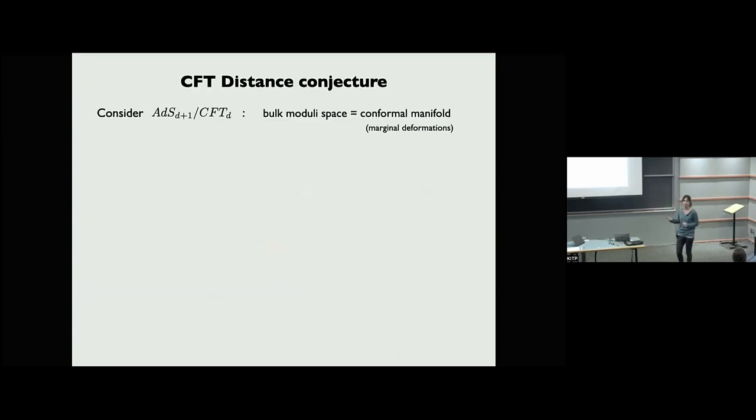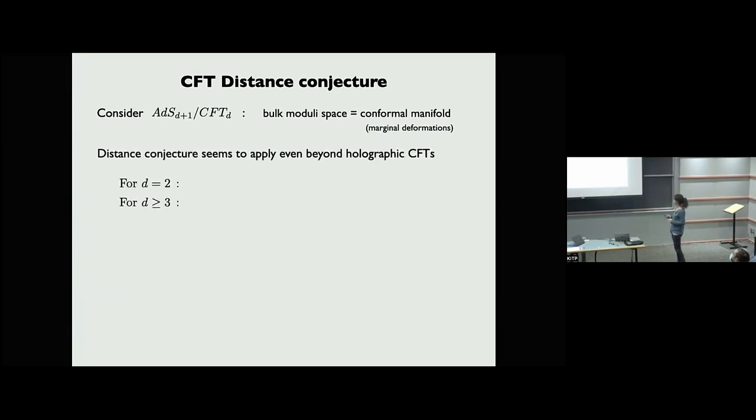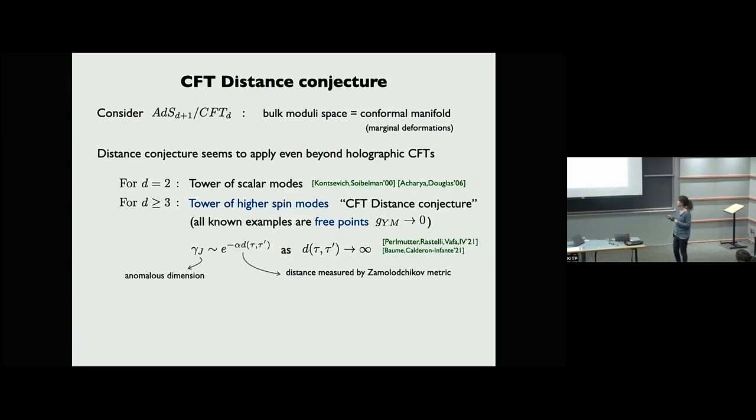Okay, so in AdS/CFT, you can try to ask the same question. The moduli space now is a conformal manifold. And it's interesting that this conjecture seems to hold quite generally, even beyond weakly coupled AdS. Whenever you go to infinite distance in the conformal manifold, measured by the Zamolodchikov metric, you get towers of operators that saturate the unitarity bound. If you have a holographic dual description, this would be equivalent to having massless towers of states. And it's a bit different depending on the dimension.